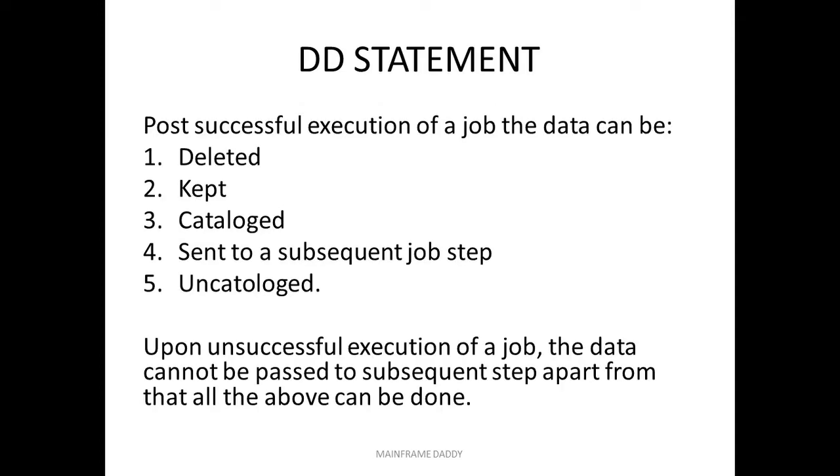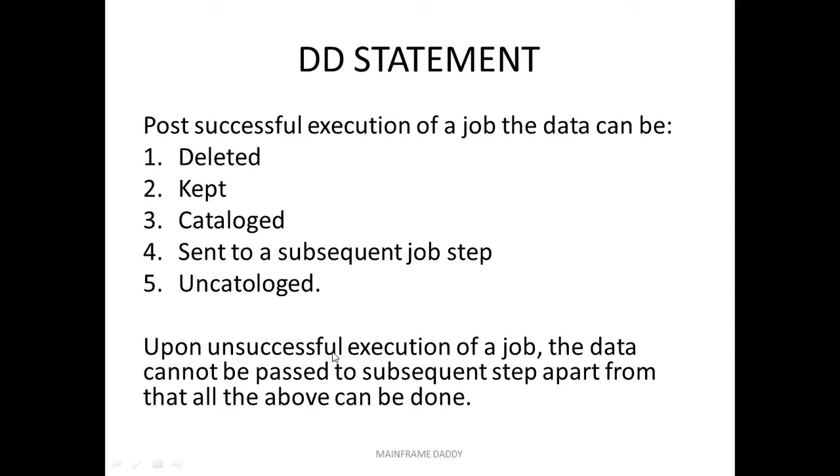Upon successful execution of a job, the data can be deleted, or it may be kept for future reference, or it may be cataloged. So what is a catalog? Making an entry in the system catalog. We retain the dataset as well as make an entry in the system catalog. Passing is nothing but sending the data to the subsequent job step. And uncataloguing: without deleting, we can uncatalog the data also. We can just remove the catalog entry from the system catalog.